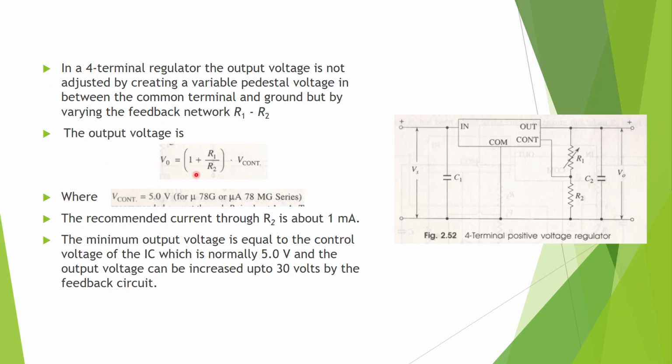The output voltage here is given by this formula. Vout is equal to 1 plus the ratio R1 by R2 times your control voltage, where your control voltage is 5 volt for μA78G and μA78MG series. The current which should pass through R2 is recommended to be 1 milliampere. The minimum output voltage that you can get here is equal to your control voltage, which is normally 5 volts, and by varying the ratio of R1 by R2 you can increase the output voltage up to 30 volts.